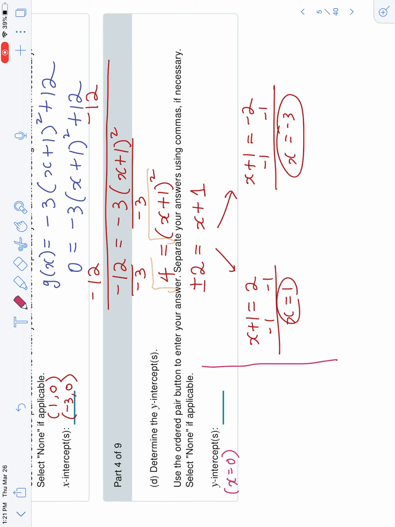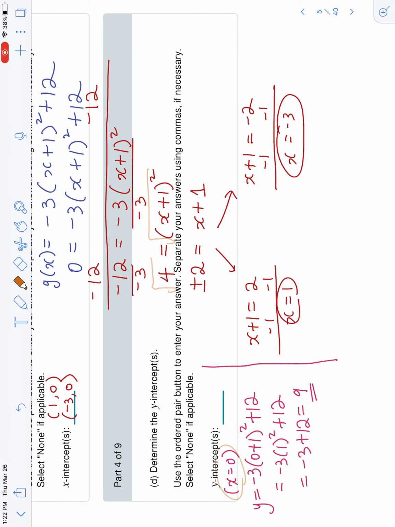The y-intercept is when the x value is equal to 0. And we do know the function here, so we're just going to rewrite this and replace the x by 0. So y is going to be -3 times (0 plus 1) squared plus 12. What's that going to be? -3 times 1 squared plus 12. I'm going to get -3 plus 12. So the y-intercept is at 9.